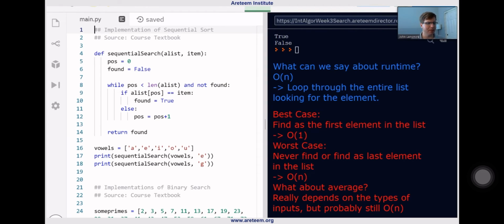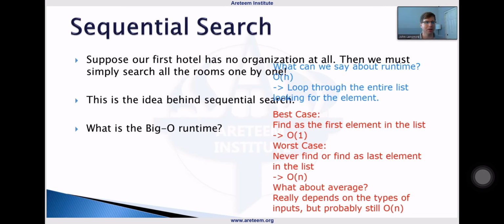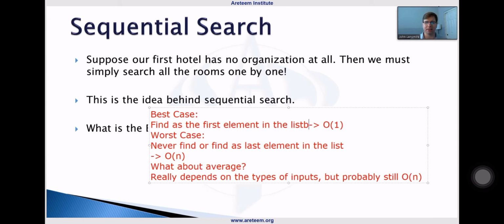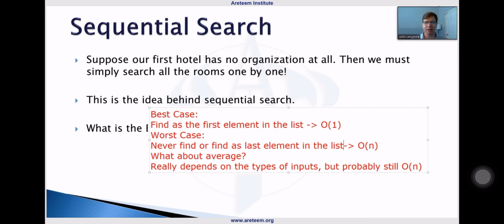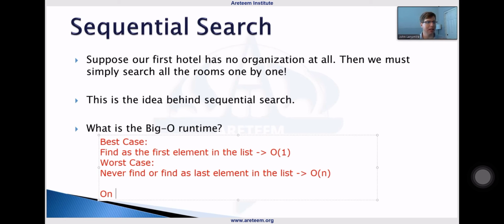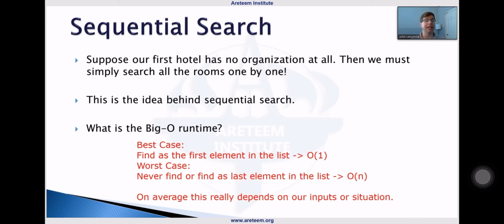So let me take this all back to our screen here. Let me delete this portion, but we can keep some of this big O stuff here as well. So we have our different cases. And maybe delete the average case here and replace that with a summary: on average, this really depends on our inputs or situation. So those are some things we want to keep in mind. In the next video, we're going to be talking about sorting. And that's another thing where this is going to be very important to think about, really depending on our inputs there.